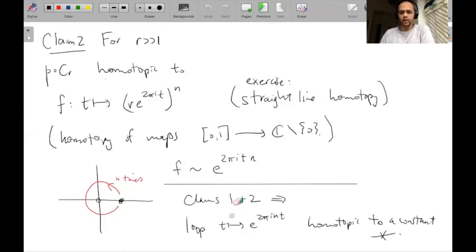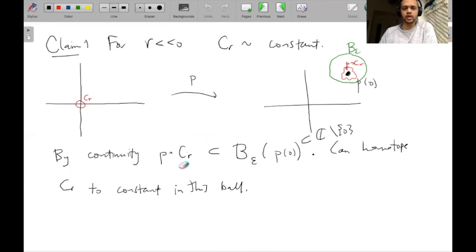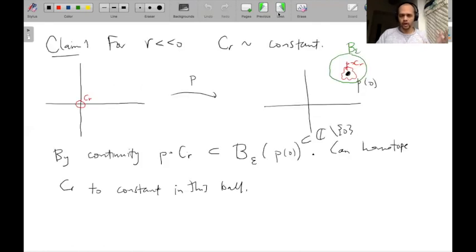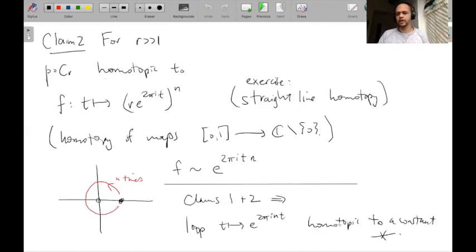And claim 2 is saying that P composed with C of R is homotopic to this map that I've written here. On the other hand, P composed with C of R for R small, we get something homotopic to a constant. But all of these P composed with C of R are homotopic. So adding all of that up, this map is homotopic to a constant, which is the contradiction. And that's the proof of the fundamental theorem of algebra.